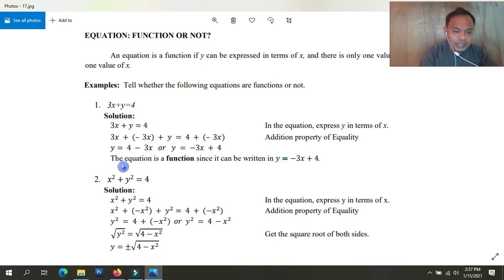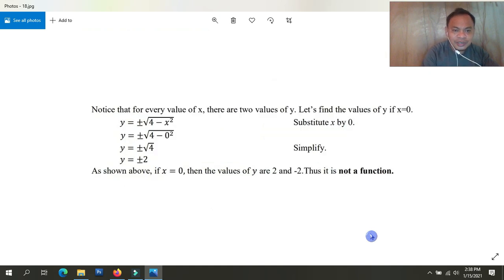X squared plus y squared is equal to 4. Solution, we have this one. And we arrive to this one. Y is equal to plus and minus square root of 4 minus x squared. So, get the square root of both sides. The answer is this one. Nagiging ganito. So, this is not a function as shown above.